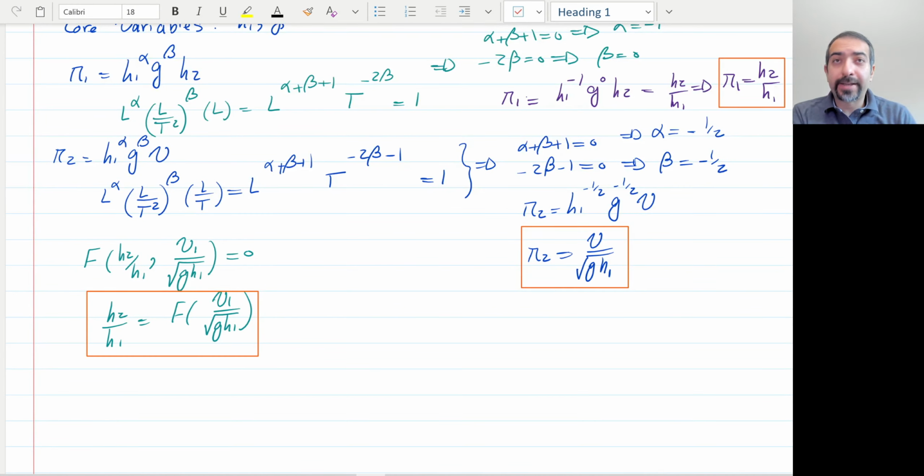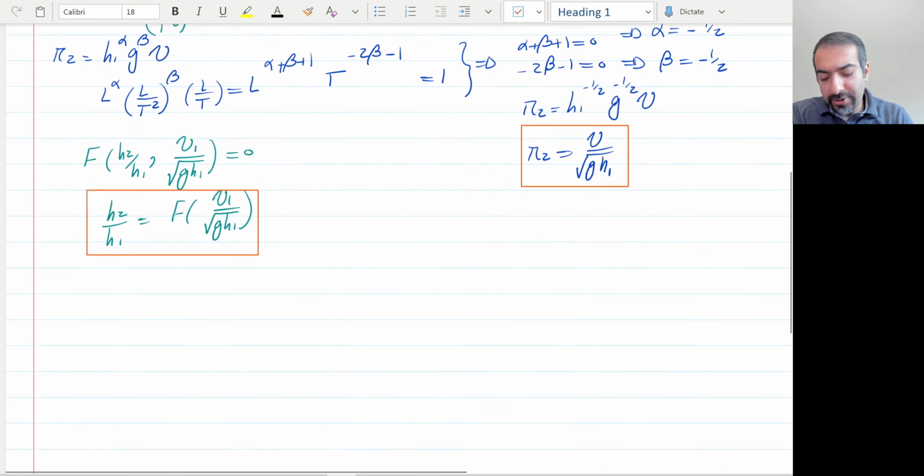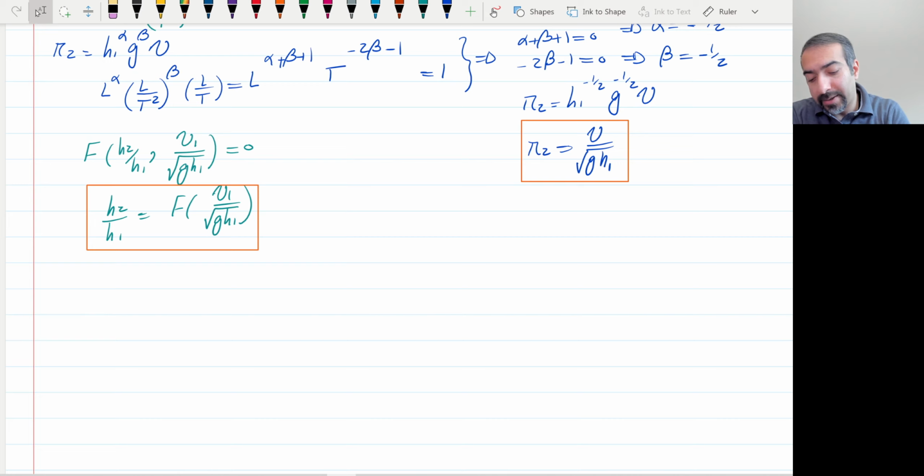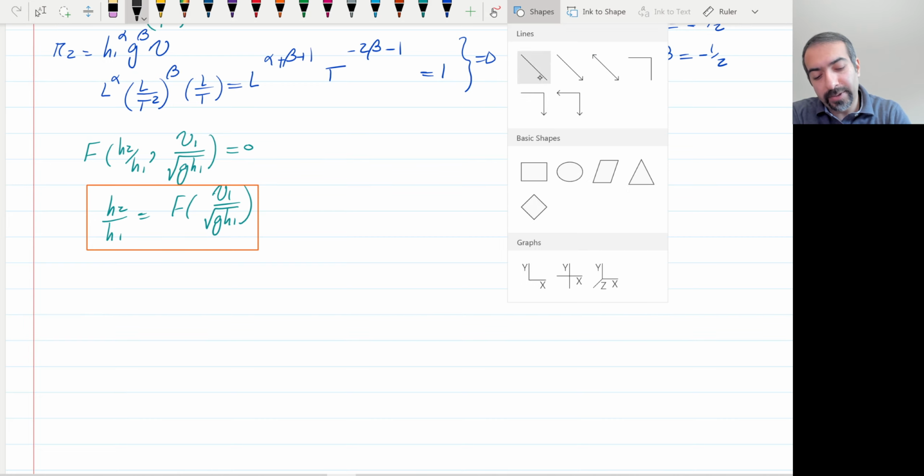All right, I now would like to talk about the physics of the two-dimensional groups that we derived using dimensional analysis for the problem of hydraulic jump. So we have h2 over h1. That's pretty clear. That's a ratio between the two heights before the jump and after.